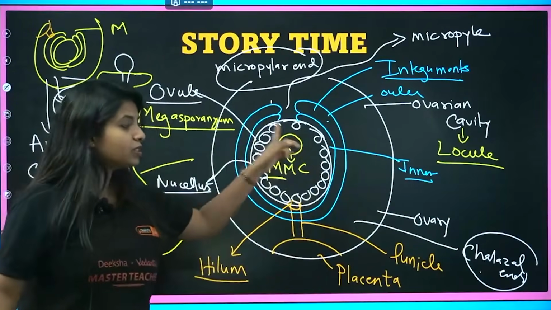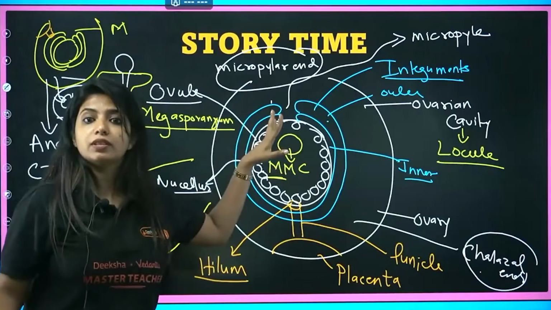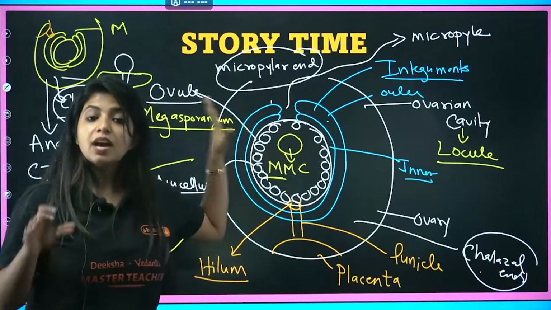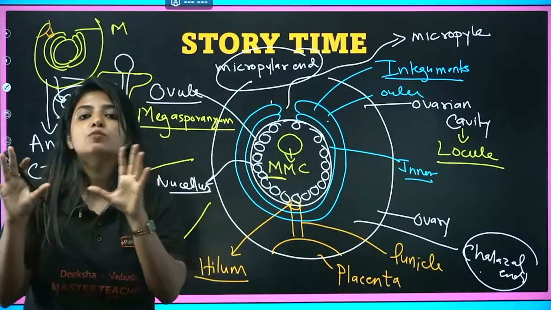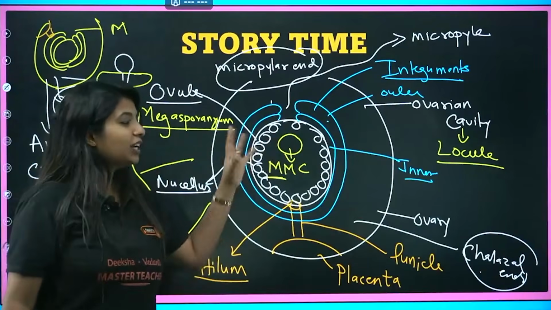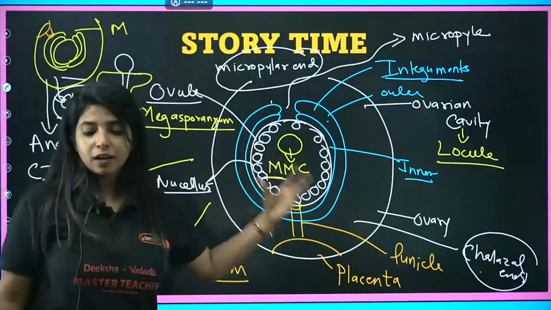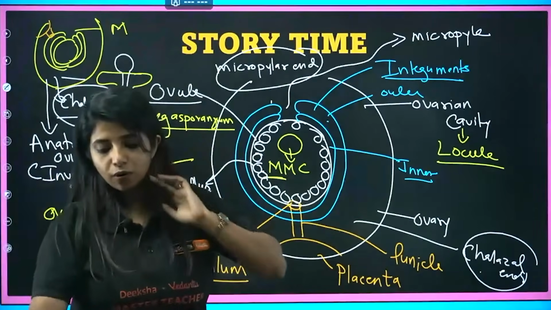Apart from that, you have the nucleus. Why? To provide nourishment for this, to make sure that everything happens smoothly over here. That it later divides to form the megaspore, and the megaspore later forms the gametes and all of it.